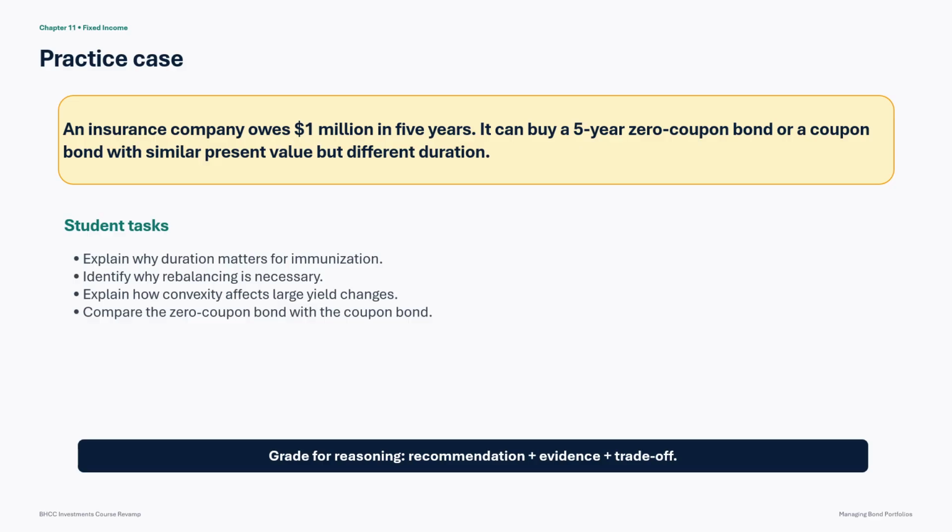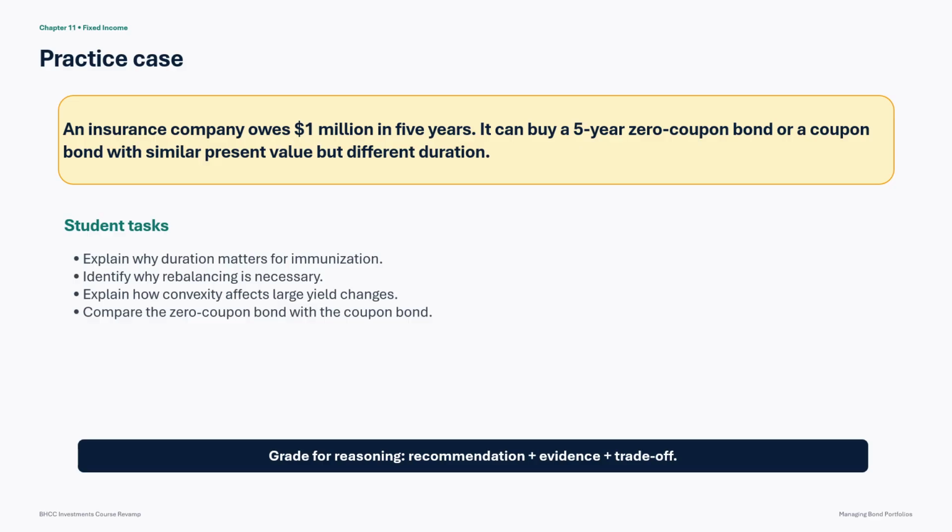The liability's Macaulay duration is therefore 5 years because all of the cash outflow occurs at that date. If a default-free 5-year zero coupon bond pays $1 million at maturity, it provides an exact cash flow match. Its Macaulay duration is also 5 years. There are no interim coupons to reinvest and no need to sell the bond to fund the liability, assuming the maturity date and payment date align.